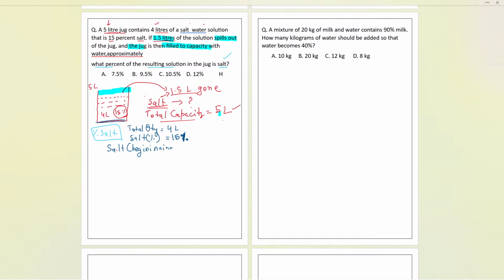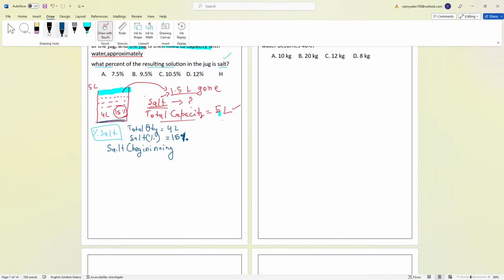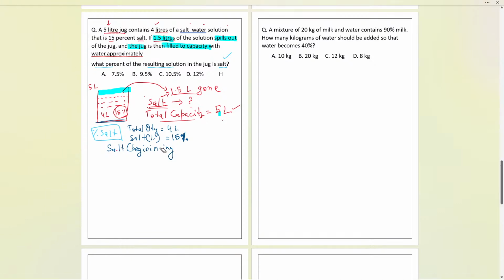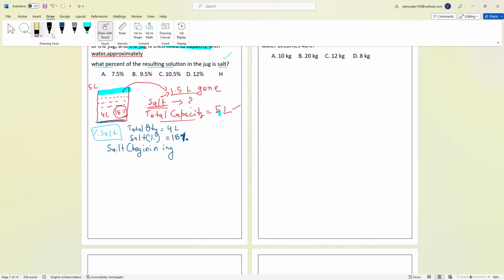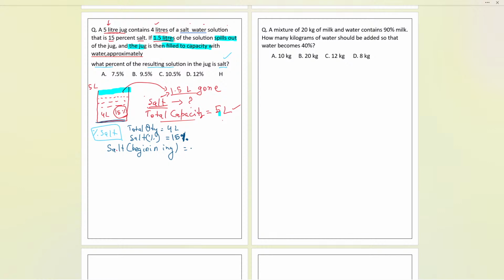Okay, so we'll be writing over here, the beginning over here. Now let us write over here, and how will it be? The salt in the beginning will be 15%. 15% of what? 15% of the total 4 liter.